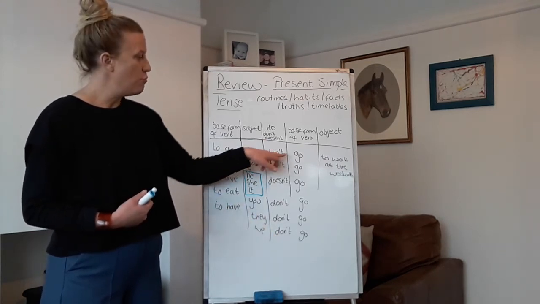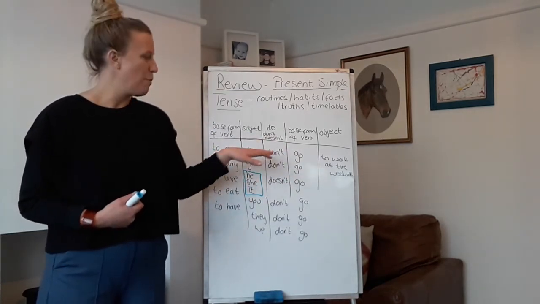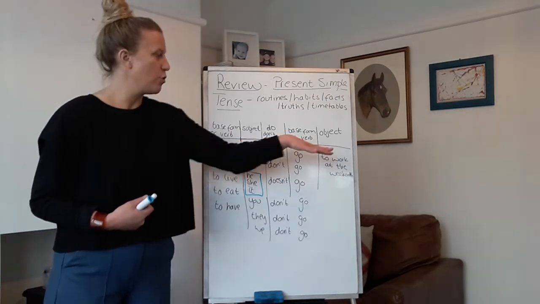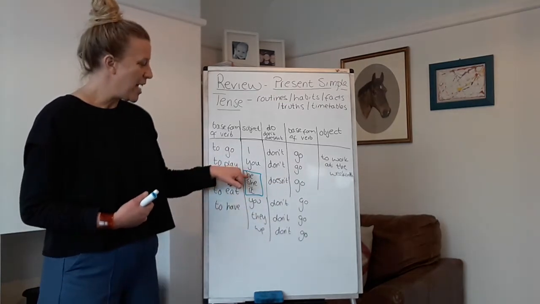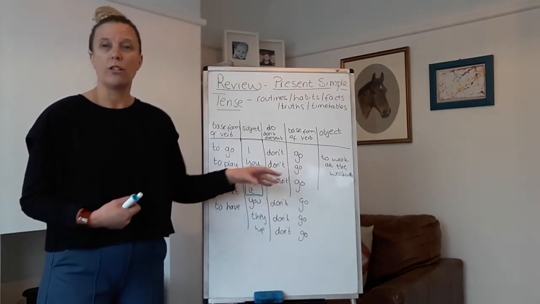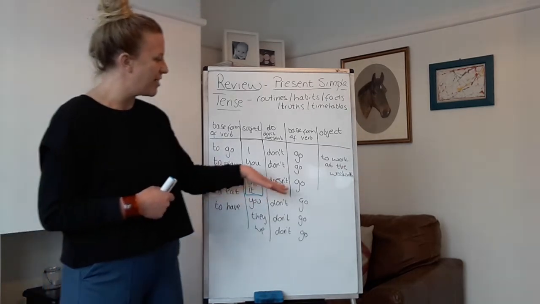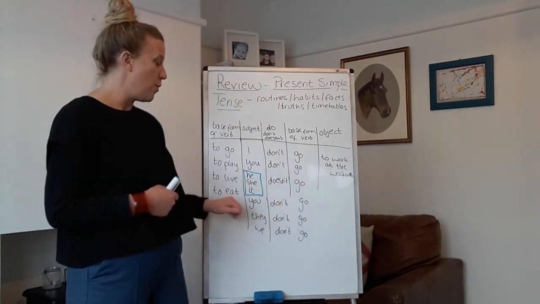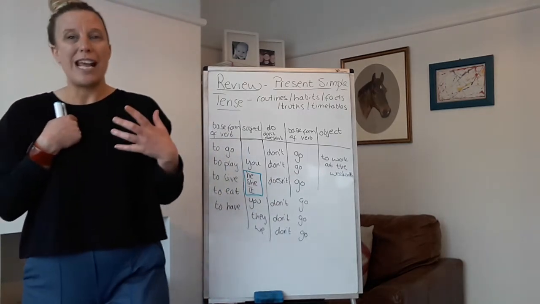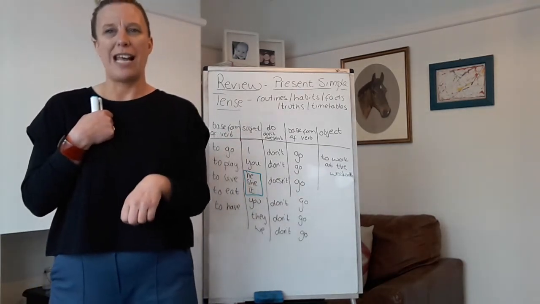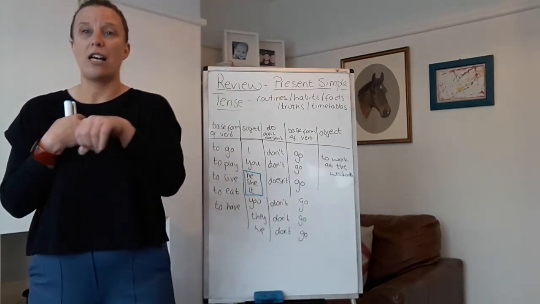So I don't go. So we use the base form of the verb from that sentence, but we put don't before it. I don't go to work at the weekends. You don't go to work at the weekends. Now he, she, it doesn't go. So that's where we add our s in, is there in the do, okay? So he, she, it doesn't go to work at the weekends. You don't go, they don't go, we don't go. So I go to work at the weekends. I don't go to work at the weekends. He goes to work at the weekend. He doesn't go to work at the weekends.